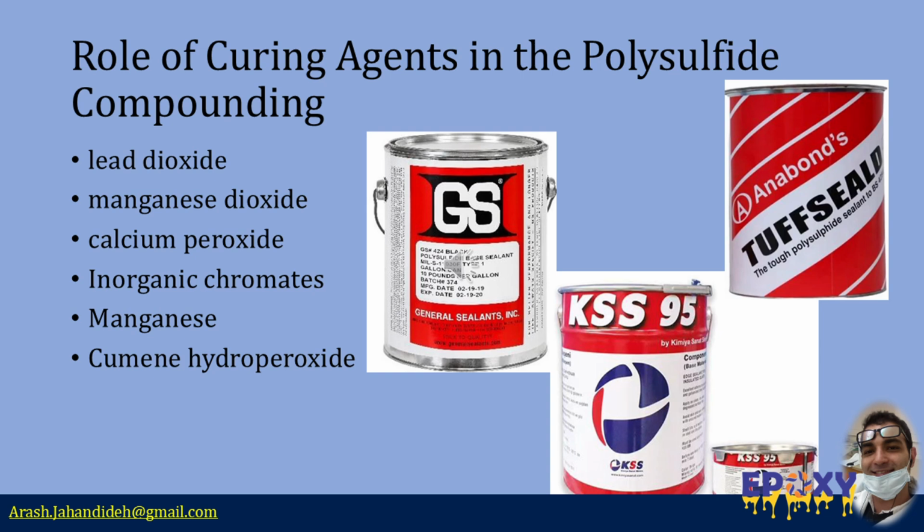In aircraft sealants, inorganic chromates have been employed to improve heat resistance. Some manganese compounds have also found use in these demanding applications. Cumene hydroperoxide has also been applied in a few casting compounds, but it is avoided in building sealants due to its negative effect on adhesion.